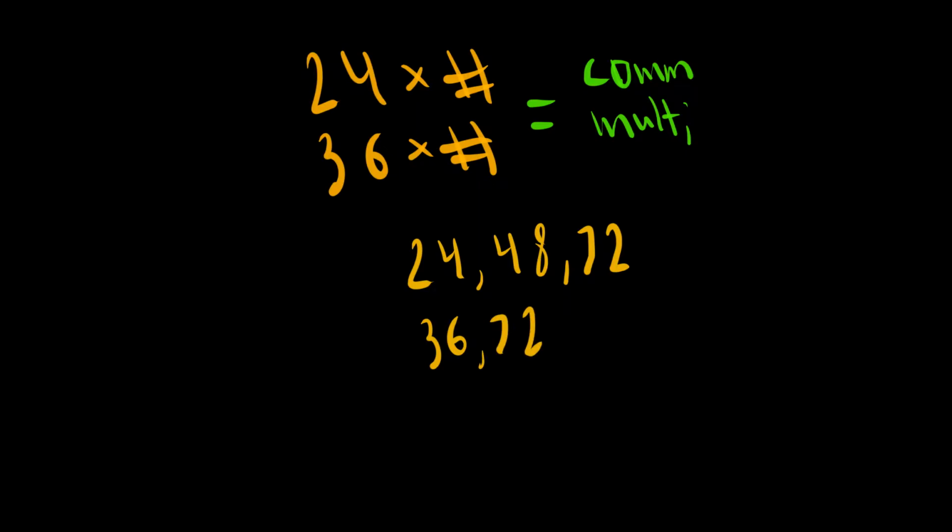And what do we have here? A common multiple that they both share. So 24 times 3 and 36 times 2, we would get our common multiple of 72.